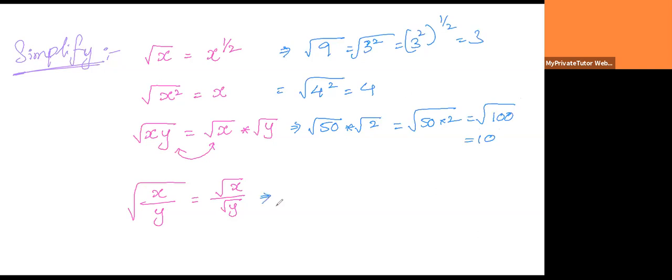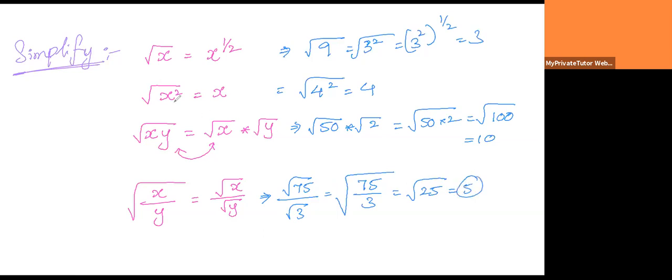So for this example, let's say square root 75 divided by square root 3. See, we can't find the square root of 75, right? Because that's not a perfect square number. So what we can do, just write it in a single term, 75 divided by 3. What is 75 divided by 3? 25. And we know that square root 25 becomes 5.